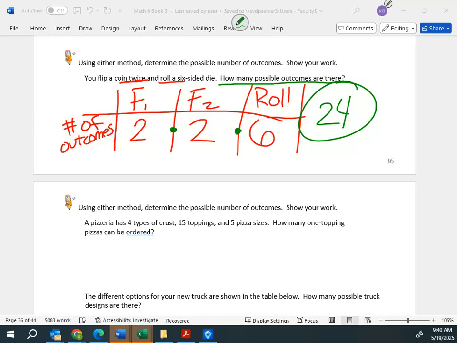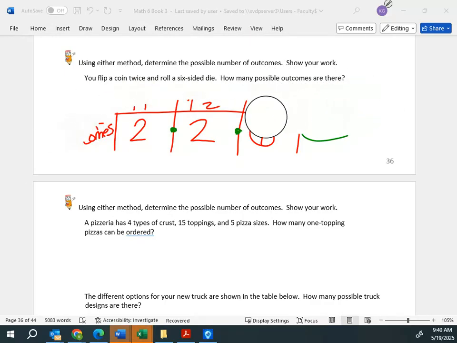If we wanted to see all of those possible outcomes, we would do the probability tree. So we could see heads, heads, 1; heads, heads, 2; heads, heads, 3; heads, heads, 4; heads, heads, 5; heads, heads, 6, right? You could see all the different combinations that you can get. And you'd be able to list all 24 of them. So, how are we feeling about that now?